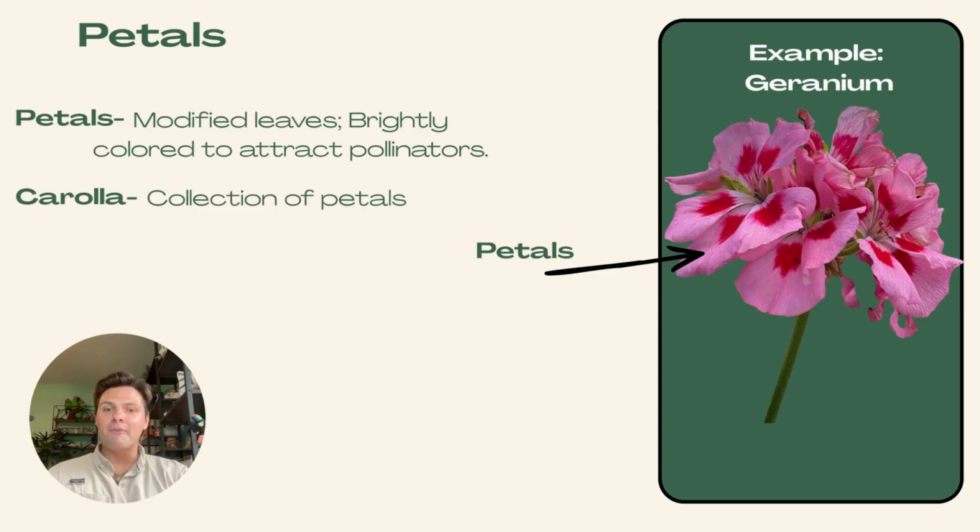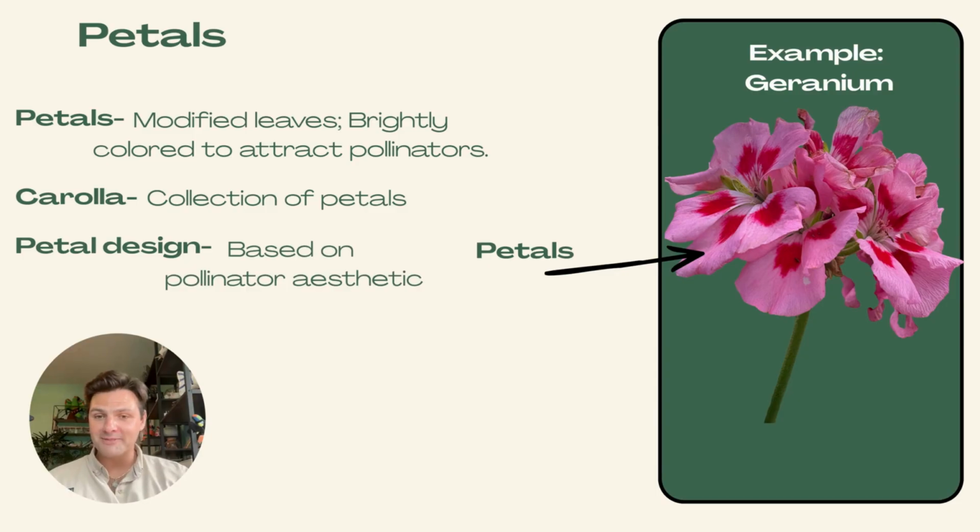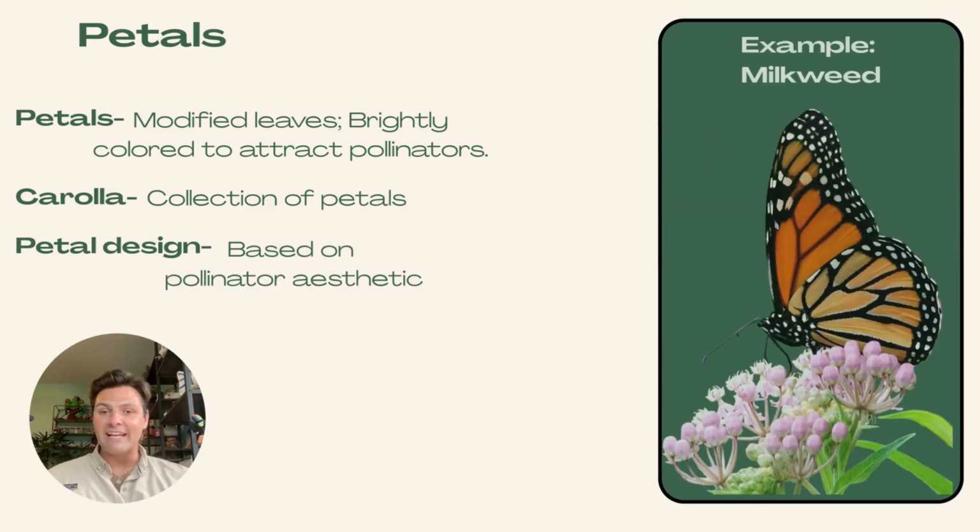And a really phenomenal fact about petals is that the architectural design of them is based on the pollinator aesthetics. So a great example of this is with milkweed and butterflies. Milkweed flowers are very tubular, which makes them a perfect flower for butterflies because they have a long straw-like mouthpiece known as a proboscis, and that tubular flower makes it easy to stick their proboscis in and drink the nectar.